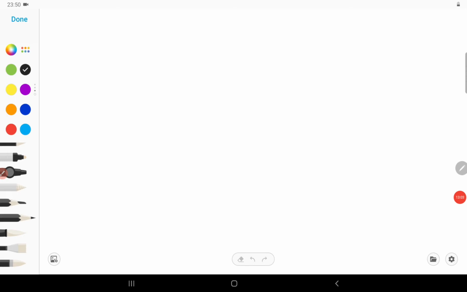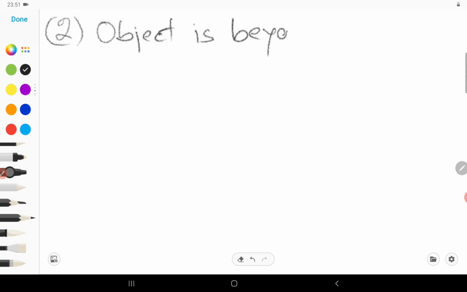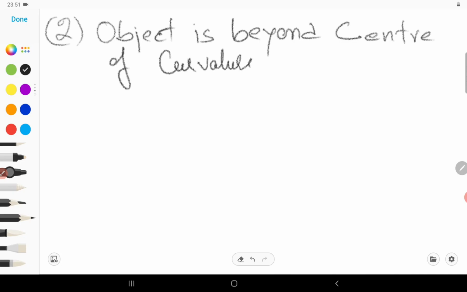Okay, this is our second case and it reads as when the object is beyond C, okay, that is the center of curvature, right? So by chance if you don't understand the center of curvature, okay, let us draw the figure.